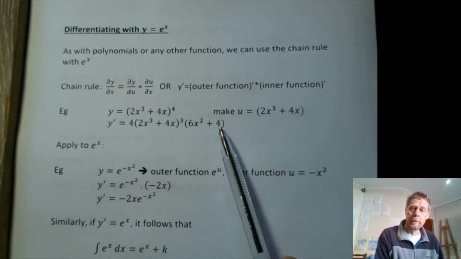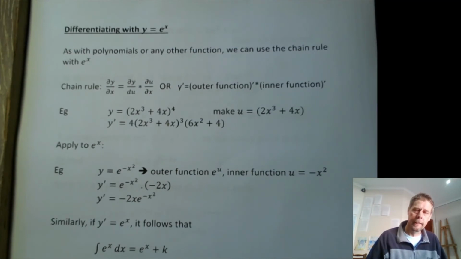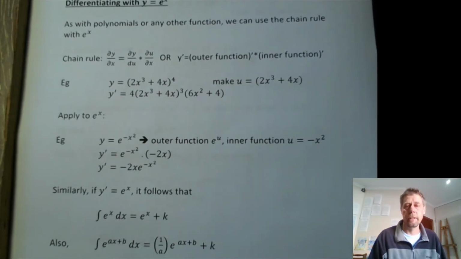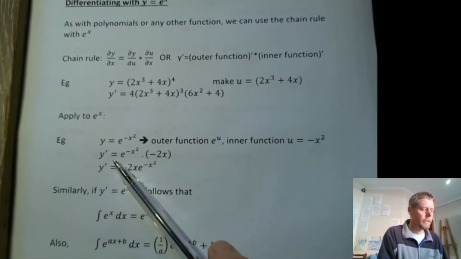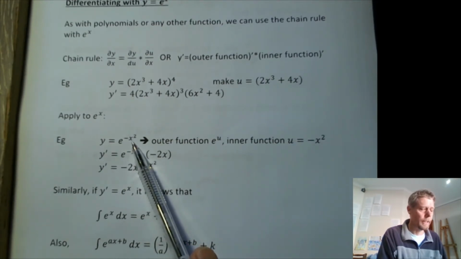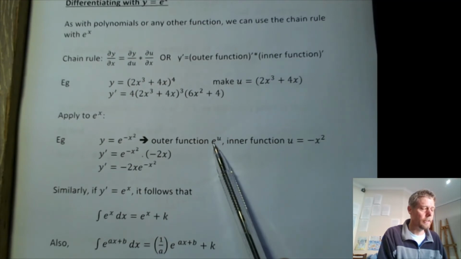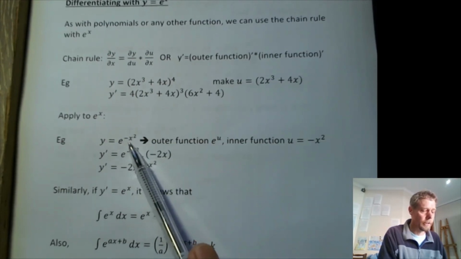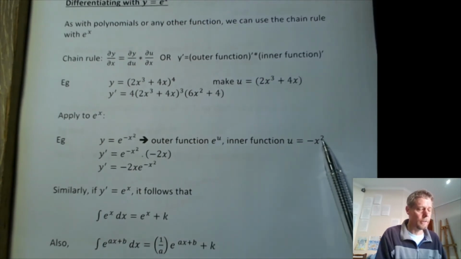So the chain rule is basically you express y as an outer function, you differentiate the outer function, and then you differentiate the inner function and multiply the two. Now we can apply this to e to the x as well. In fact, you can apply it to any function. Differentiation is easy. So if I had y equals e to the minus x squared, my outer function is e to the u. And my inner function, the function inside, is minus x squared.